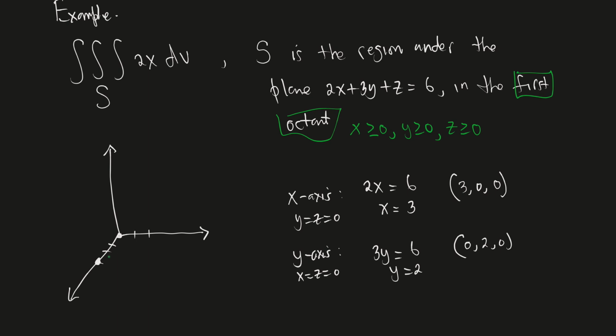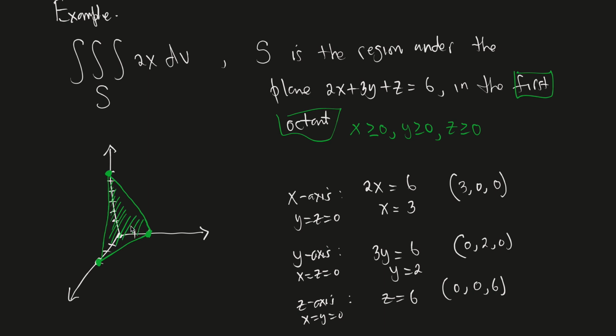In fact, let me use a different color here. So there is one, there is another, and then you should be able to tell by this equation that along the z-axis, where x and y are 0, we just get that z is equal to 6. So we don't even have to do a step to solve, right? So the z-intercept of this plane is (0, 0, 6). So 1, 2, 3, 4, 5, 6. So it's right here. So if we connect them, it looks like a triangle, but again, it's just a portion of the plane. So that's the plane right there.